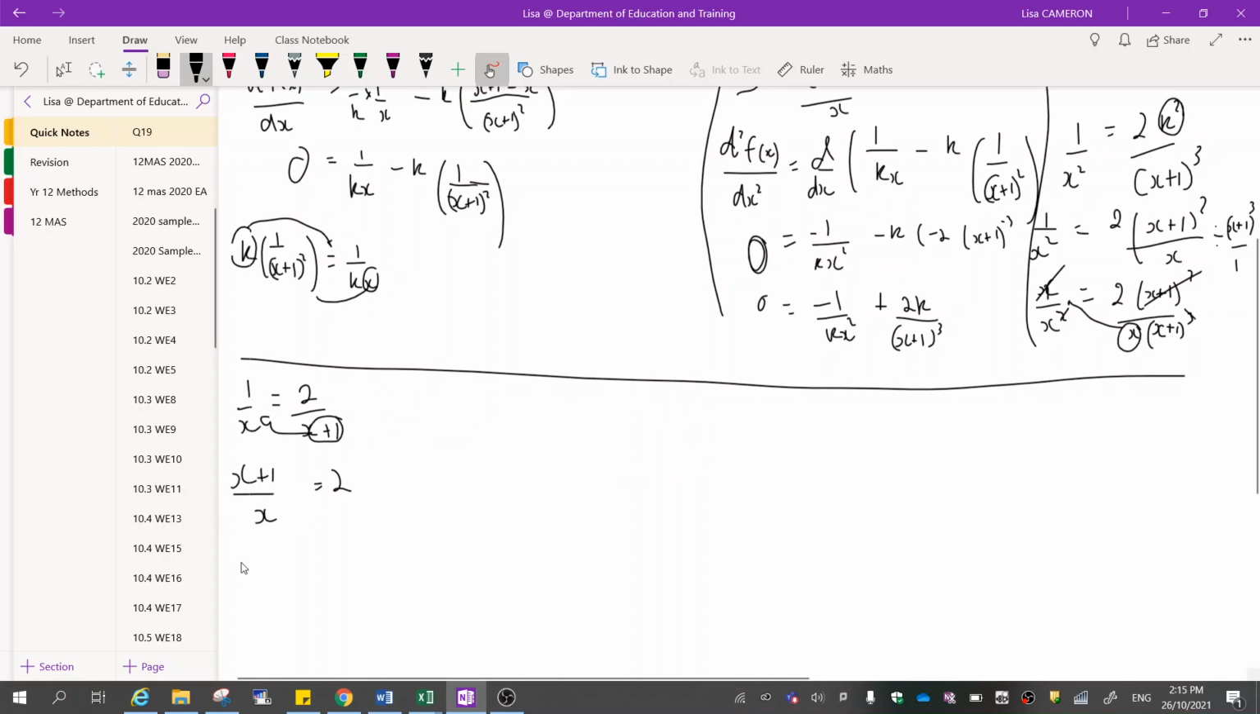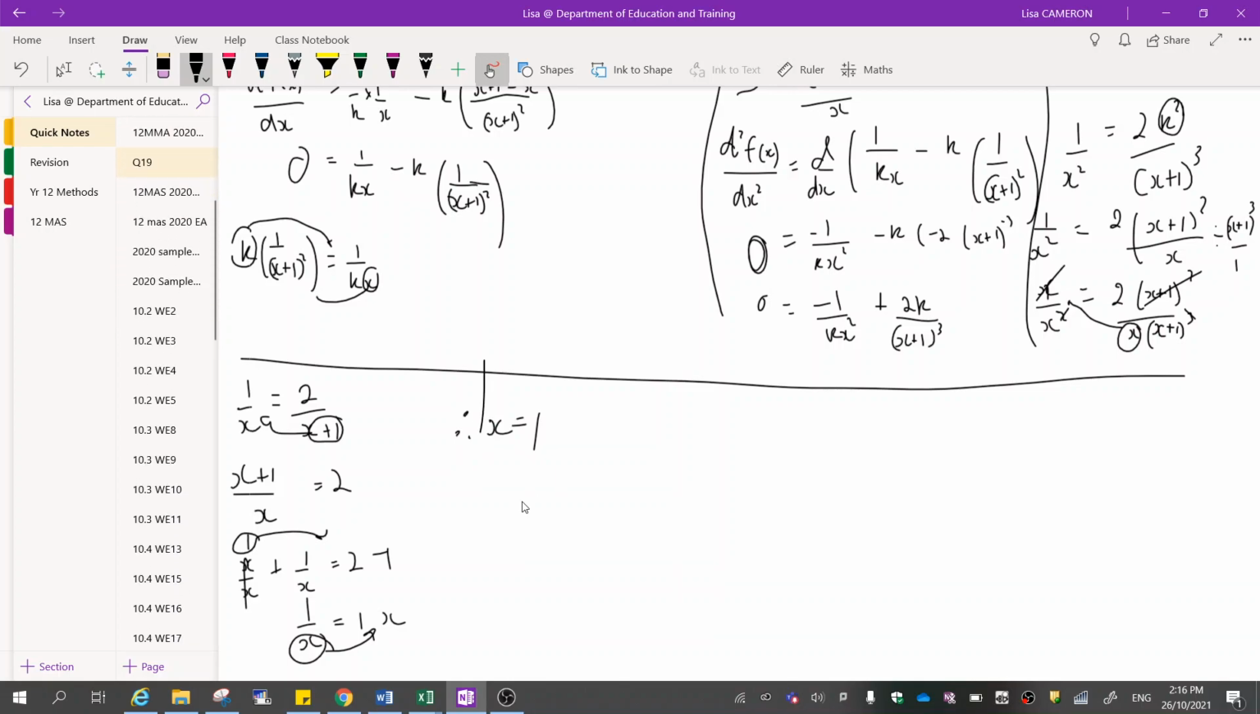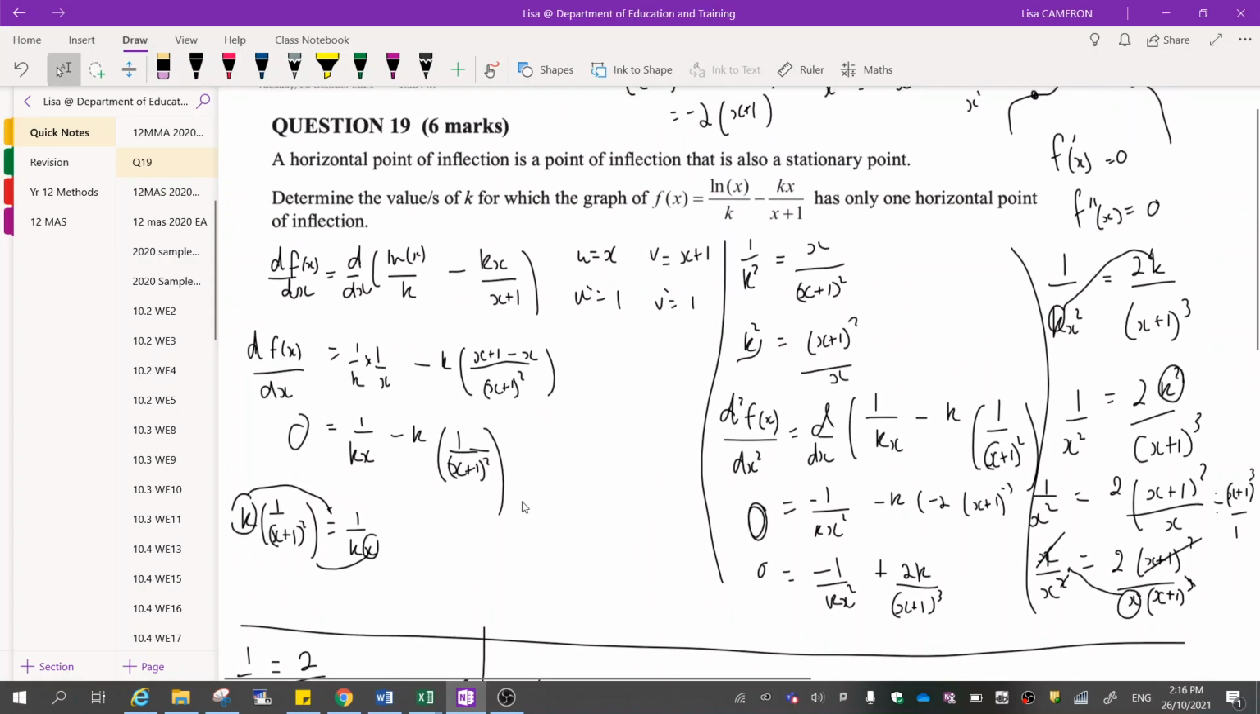Now, if I separate this fraction out, it will become x over x plus 1 over x is equal to 2. This cancels out to 1. So now I've got 1 plus 1 over x is equal to 2. So if I take this to the other side, it's going to subtract by 1. So now I have 1 over x is equal to 1. And then I take this up by multiplying. So therefore, x is equal to 1. Okay, so there was a lot of steps to get to that point. But we found out the x value for where we get that horizontal, or stationary, point of inflection.